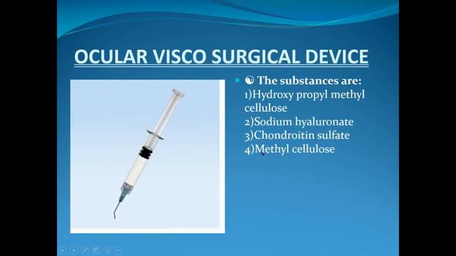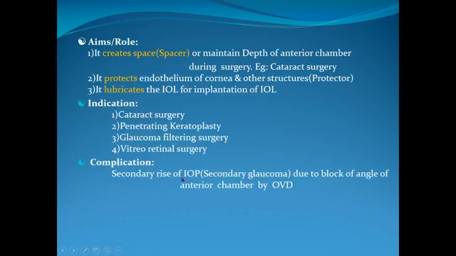Some examiners may ask you what are the different types of material for ocular viscosurgical device. Then the others are sodium hyaluronate, chondroitin sulfate, methylcellulose. But popularly hydroxypropyl methylcellulose, this substance we usually use during cataract surgery and other intraocular surgery. So this instrument, viscoelastic substance or ocular viscosurgical device, is very important.